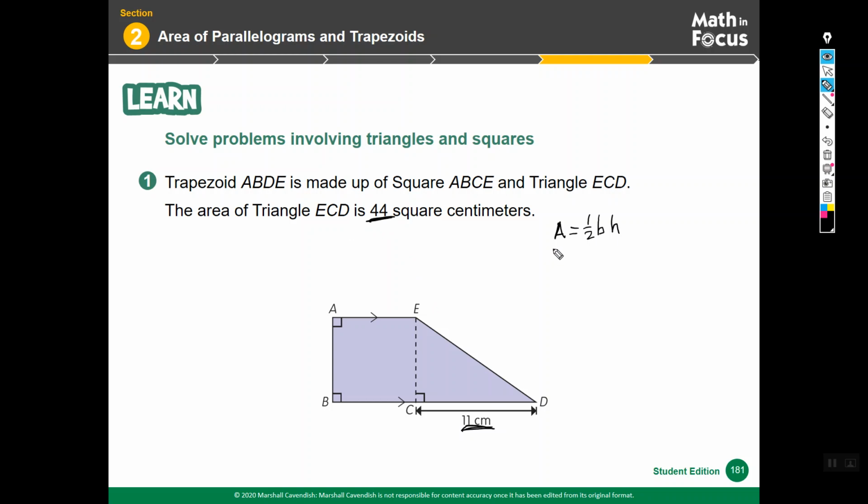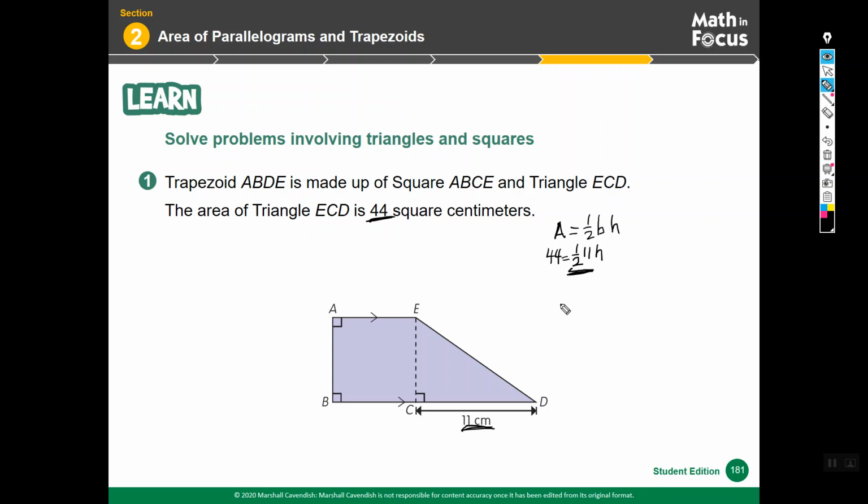So I'm going to put the numbers that I know in. I know my area is 44, and I know what my 1/2 is going to stay. I know I have a base of 11, and I don't know my height. Okay, so my next step is I'm going to take care of this fraction in this number.